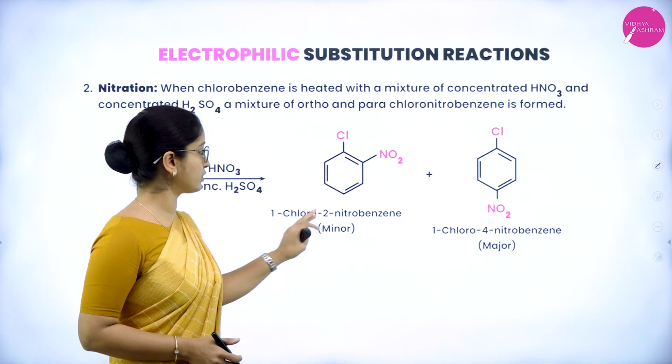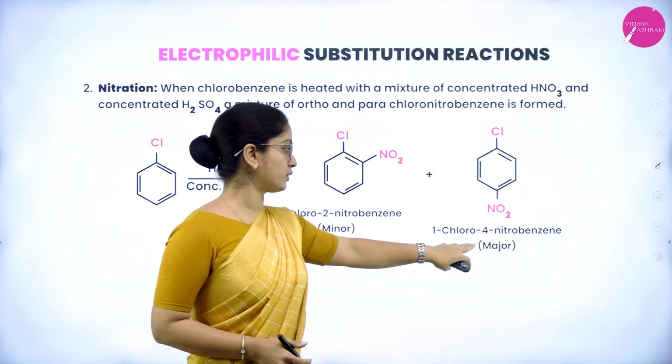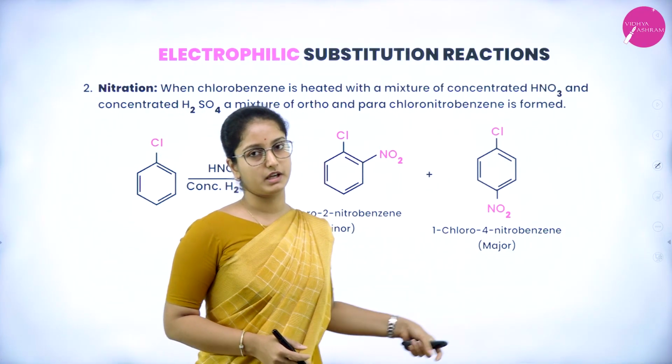So it is 1-chloro-2-nitrobenzene. It is a minor product. Next, 1-chloro-4-nitrobenzene. It is a major product.